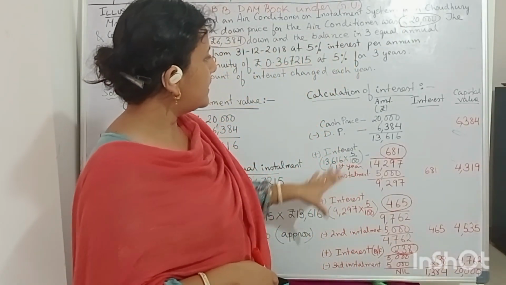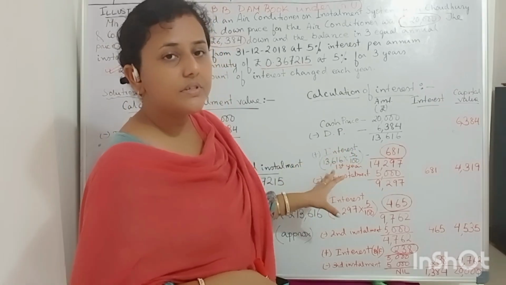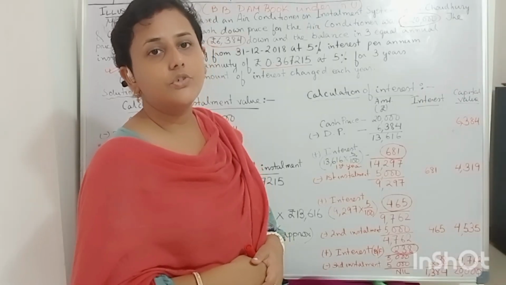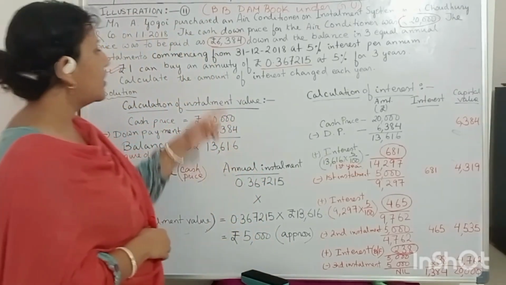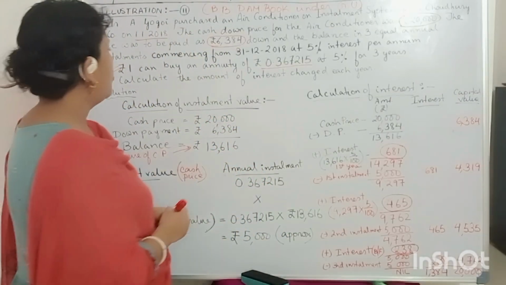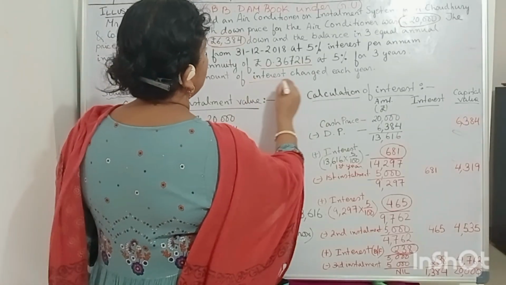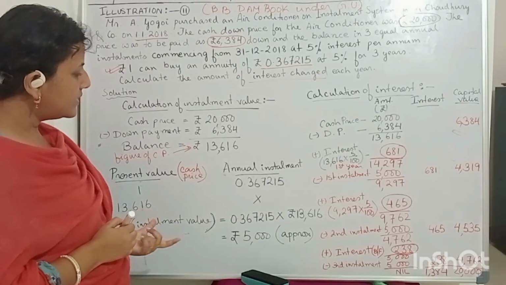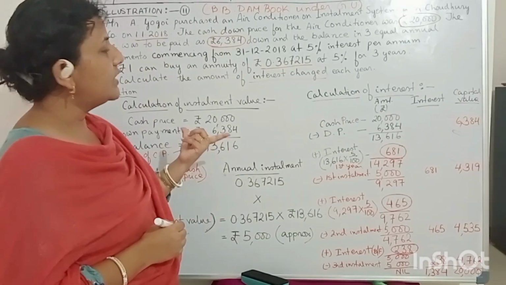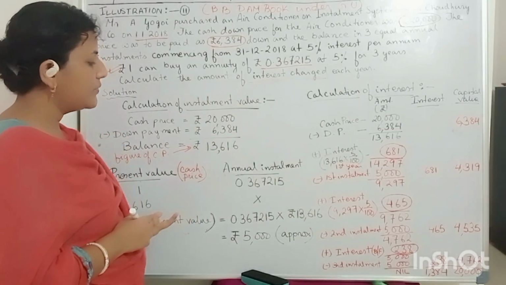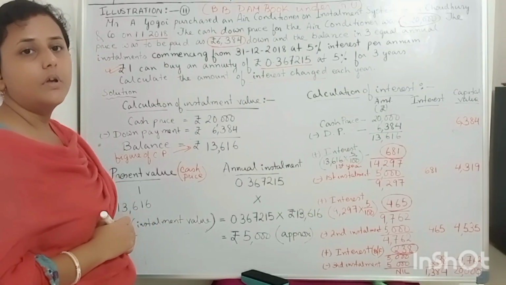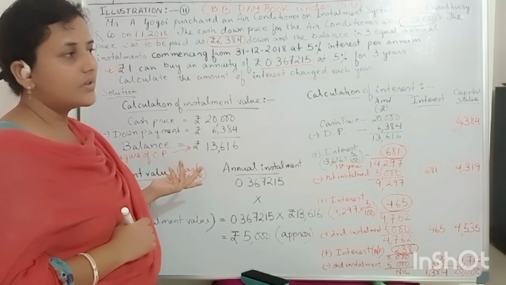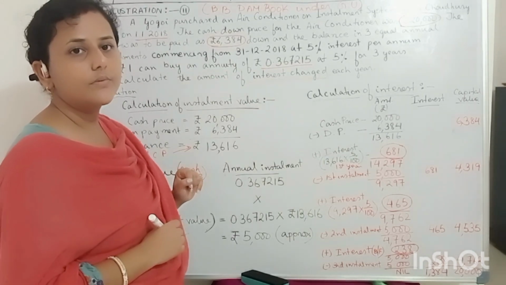So this chart, this statement is prepared only to take out the amount of interest charged in each year, which is asked in the question. What is the amount of interest charged each year? So this is how the problems with annuity table are solved under higher purchase system. And this topic is important. You have to know it. Sums come on this topic during exams.